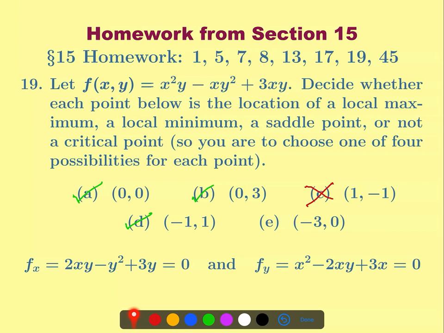Finally, we check the minus 3, 0, and since y is 0, this is 0. And since y is 0, we don't have to worry about this term here, but we'll have minus 9 here, plus 9 here, and a minus 9 here. That'll give us 0, and so this choice of E will be a critical point. So 1, minus 1 is the only choice that was not a critical point, and we need to check the other points to see if they are the locations of a local max, a local min, or a saddle point.